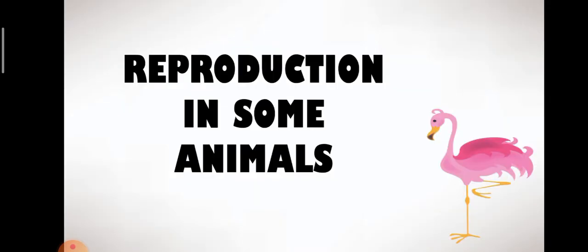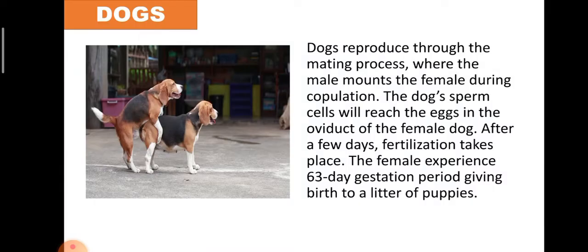Internal reproduction in some animals. Dogs reproduce through the mating process, where the male mounts the female during copulation. The dog's sperm cells will reach the eggs in the oviduct of the female dog. After a few days, fertilization takes place. The female experiences a 63-day gestation period, giving birth to a litter of puppies.